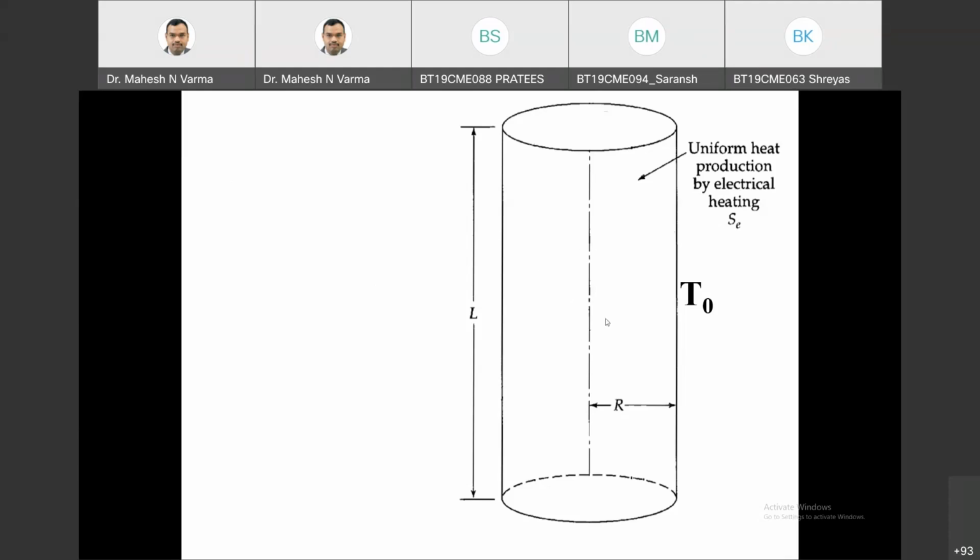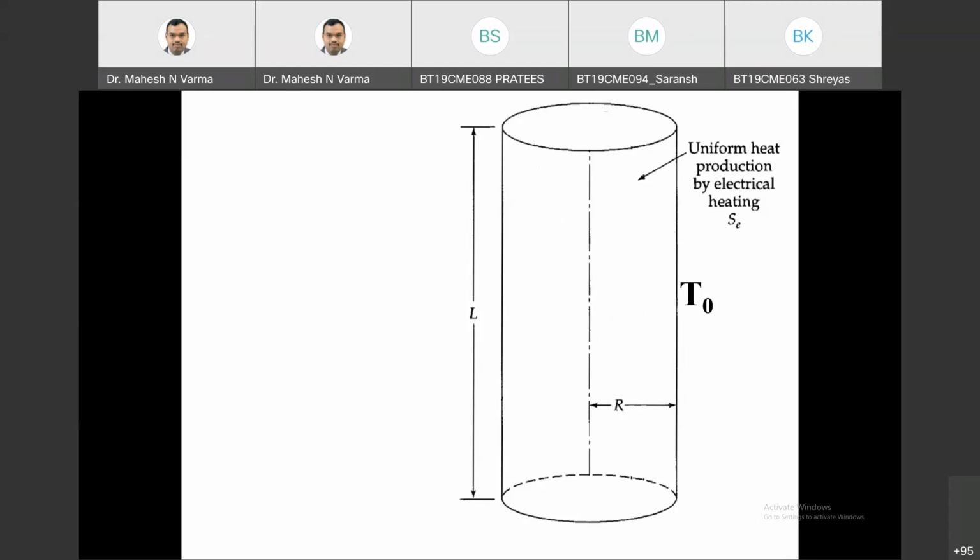This is the wire, a metal wire, through which electrical current is flowing. The radius of the wire is R. This is a solid metal wire. Say this is a copper wire of radius R, through which electrical current is flowing with a current density I and electrical conductivity Ke.